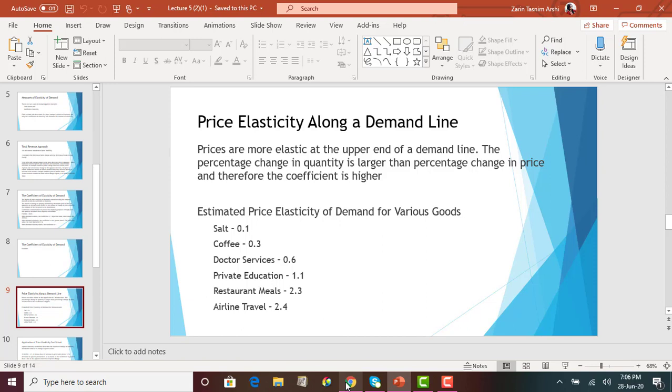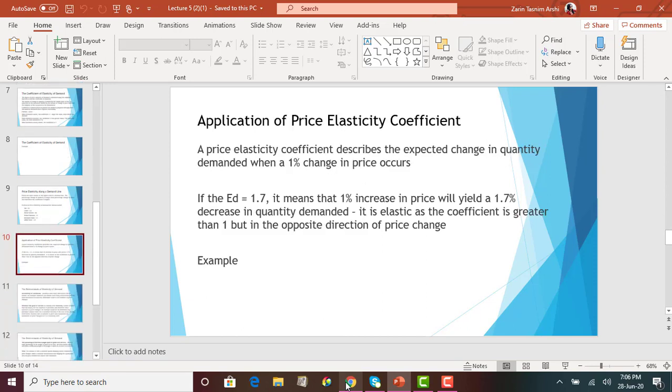Restaurant, again, if the restaurant increases the price of meals, we will probably not buy from that restaurant as much. Same with airline travel. Okay, so a price elasticity coefficient describes the expected changes in quantity demanded when a 1% change in price occurs. Again, what I said, if elasticity of demand is 3, that means if there is a change in price by 1%, the quantity demanded will fall by 3%.